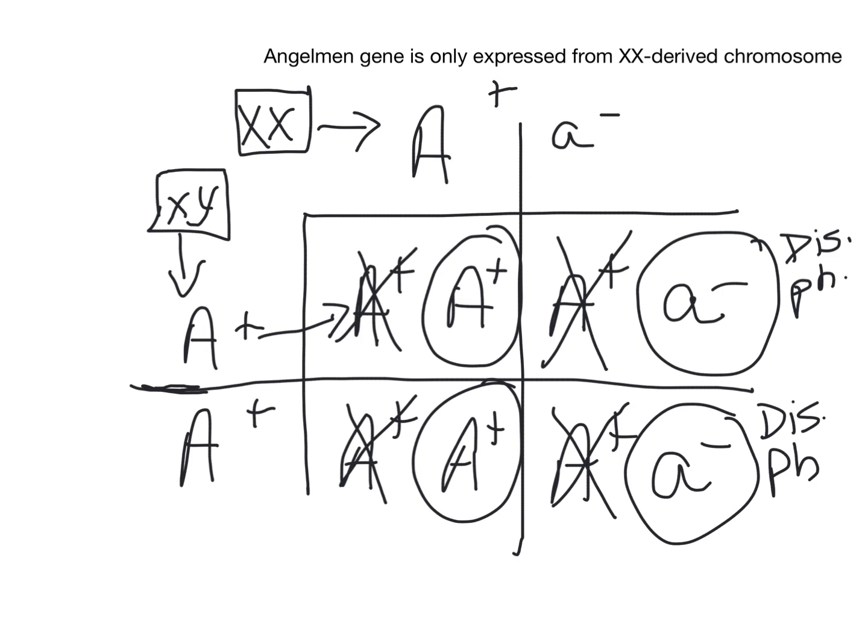Again, think about this. This person presumably does not have the disease, Angelman syndrome. We're just going to stipulate that they don't. So in that case, where did their disease allele come from? Which parent? And it must have come from their XY parent, because it's being suppressed. Okay?